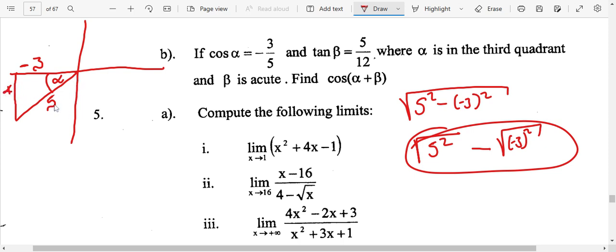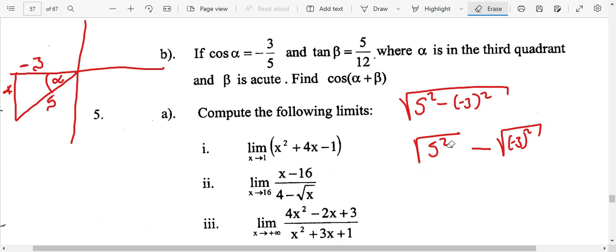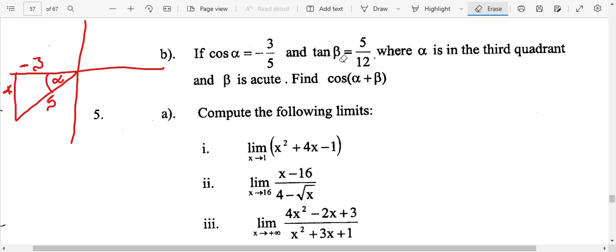But remember, it is on the negative y-axis. What is the sign on the negative y-axis? Is this positive or negative? This is the y-axis, so this is going to be negative 4, okay?